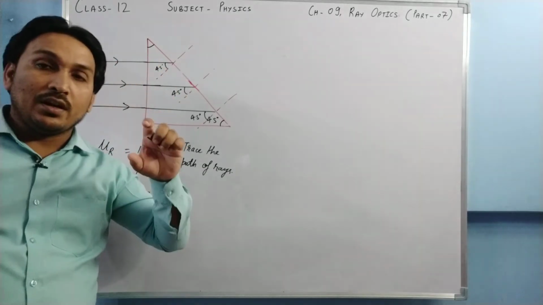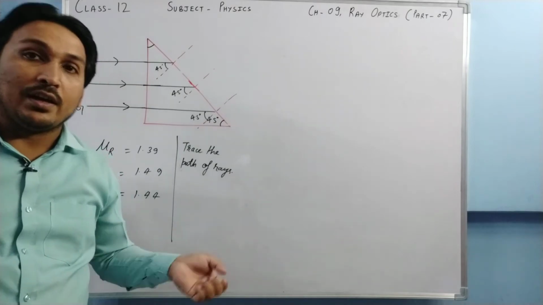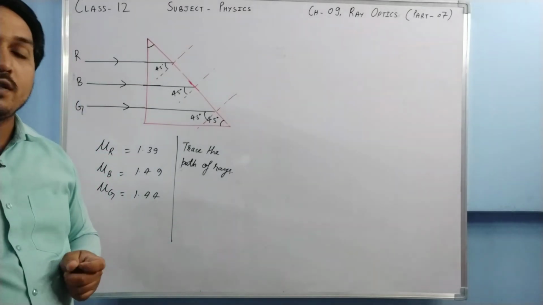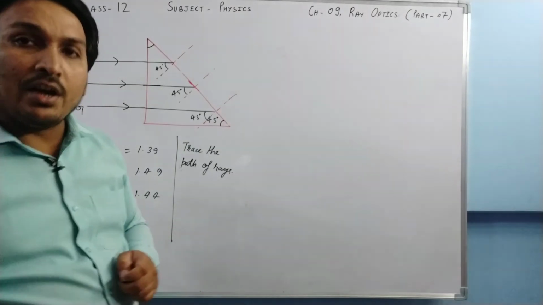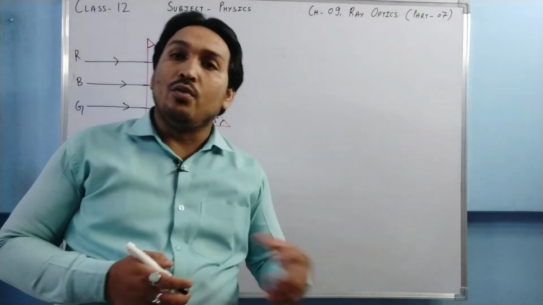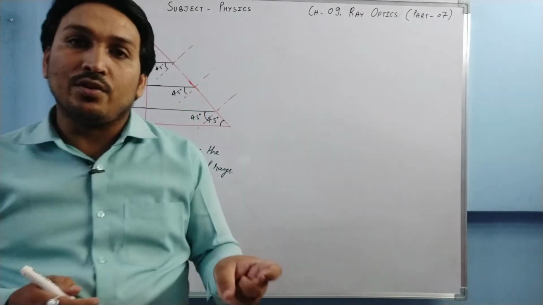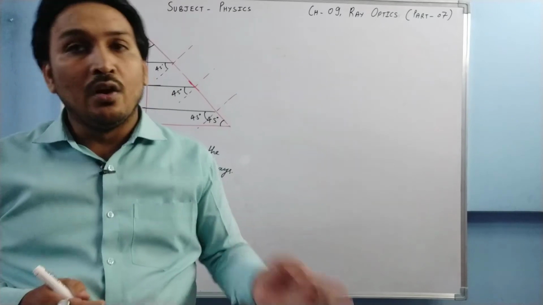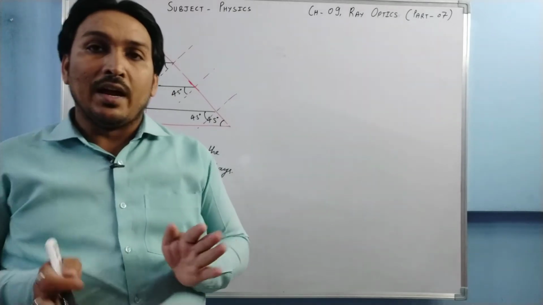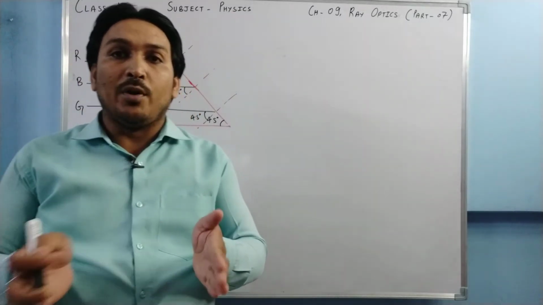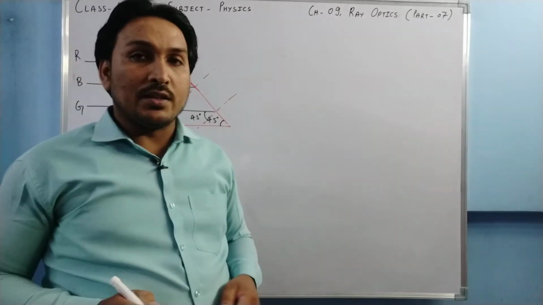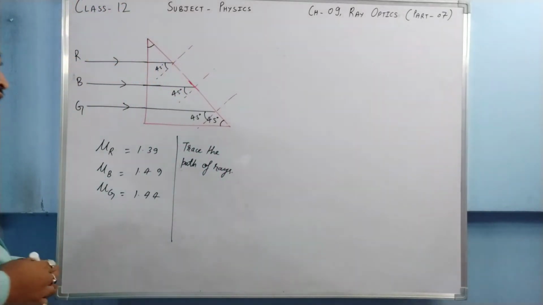To find whether it is greater than or less than 45, I don't need the value of the critical angle. I just need to know whether C, the critical angle, is less than 45 or greater than 45. That is, I need a range. I don't need a particular value of C. So let us start how we can calculate that.